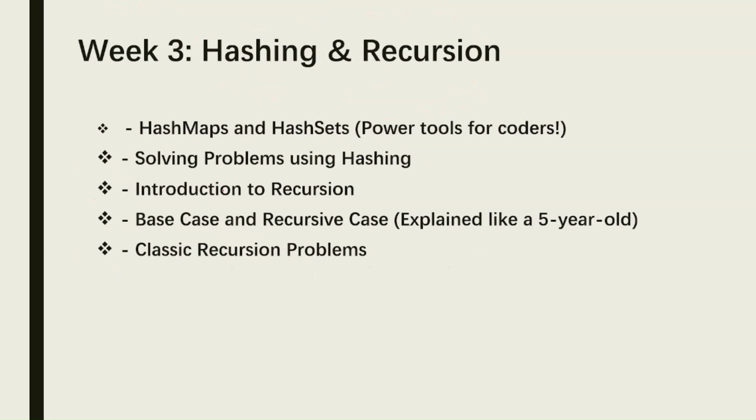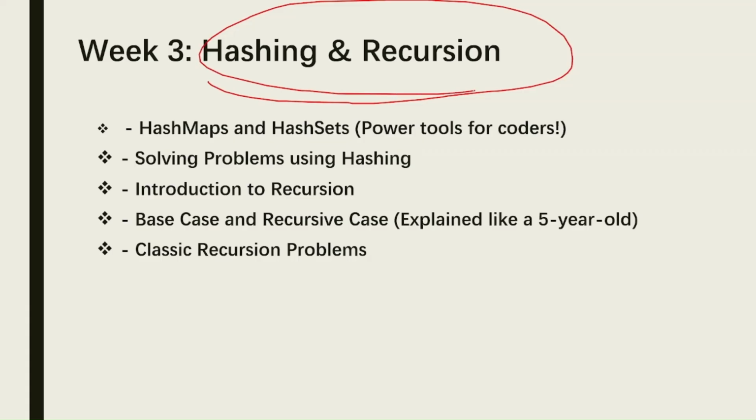Next is week 3. In week 3 we will discuss hashing and recursion. In this we will discuss what a hash map and hash set are, the power tools for coders, and how we can use them. Mostly for optimization we use hash map and hash set, because here we store the data in key value pairs. So this is very useful in all data structures. Next is solving problems using hashing, like how we solve problems using hash map and hash set. In this we also discuss examples.